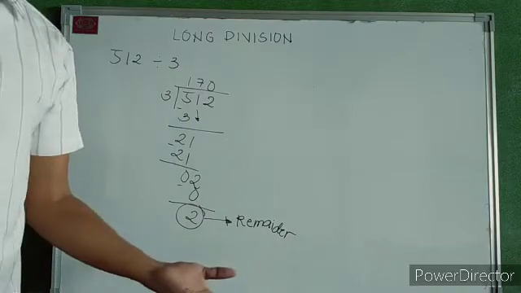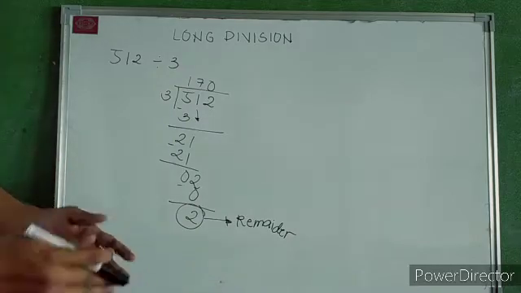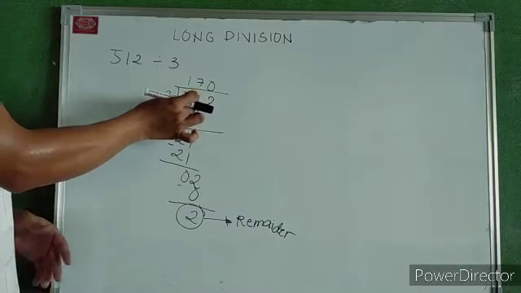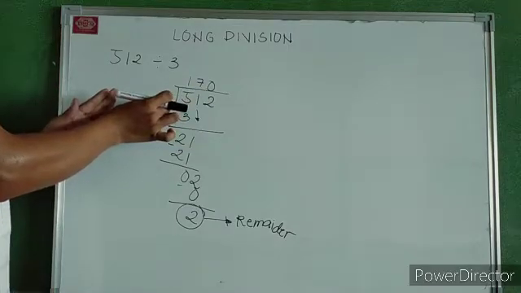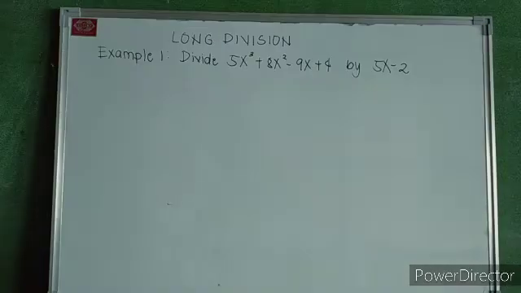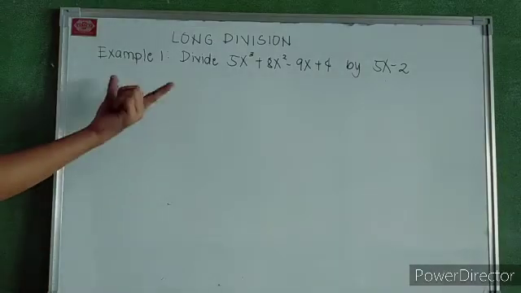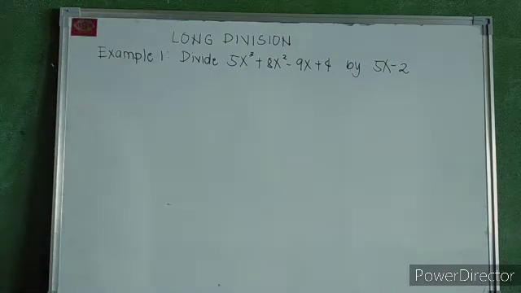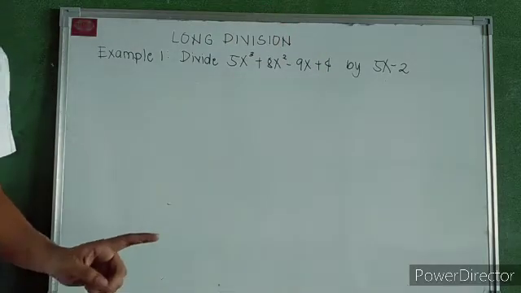So, for polynomial functions, the idea is the same. We look at the first term, and then we divide it by the first term of the given divisor. So let's say we have a given example here, our example number 1. Divide 5x cubed plus 8x squared minus 9x plus 4 by 5x minus 2.